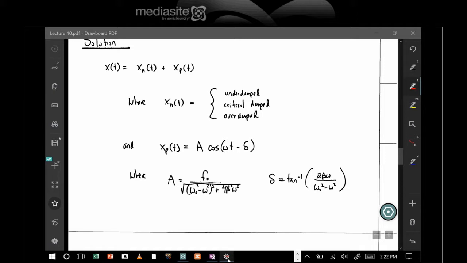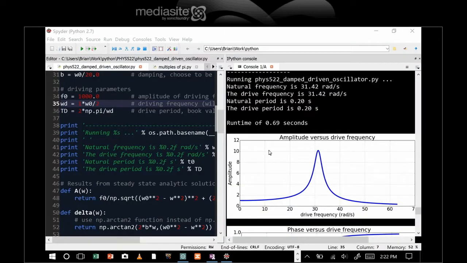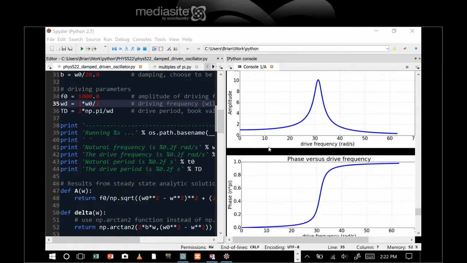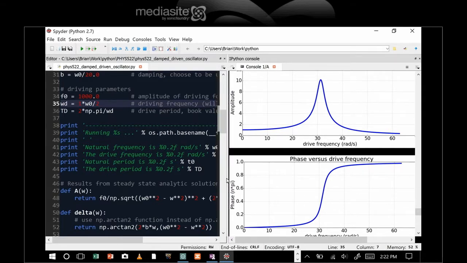So let's take a look at some possible solutions. Here I have a program called Physics 522 damp driven oscillator. In this program, I solve the differential equation. I actually solve it using Runge-Kutta. But what I'm going to do first is plot A and the phase delta.